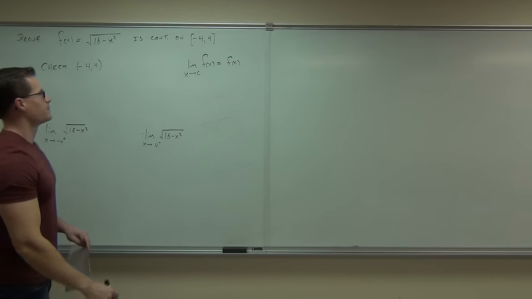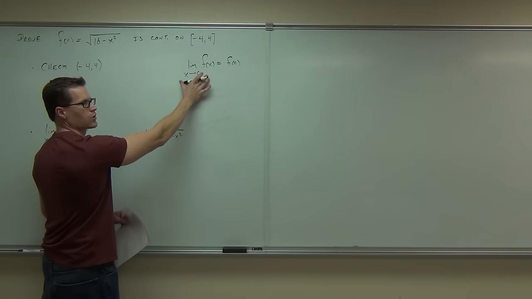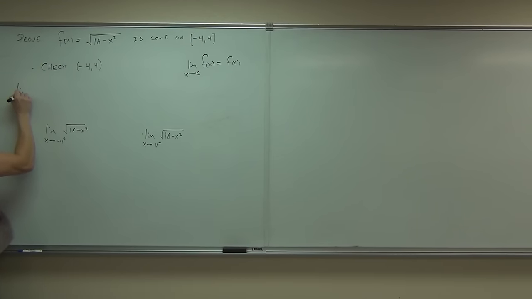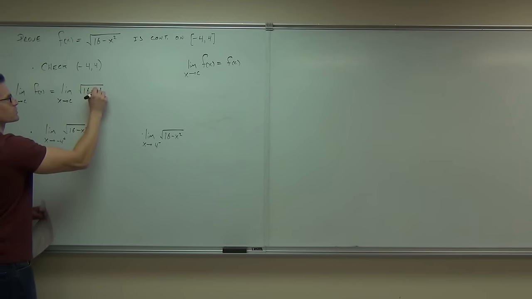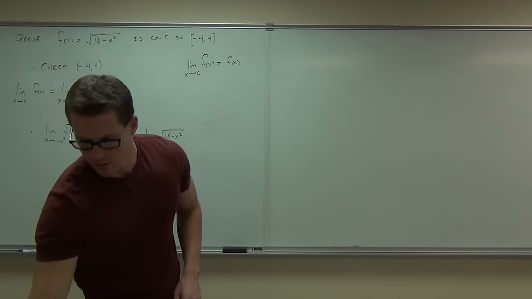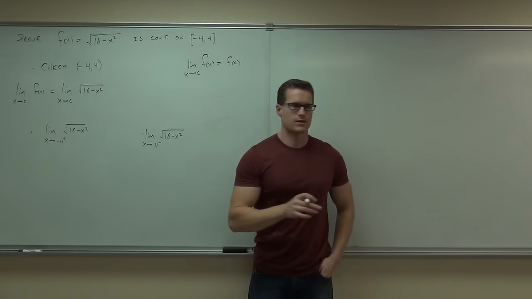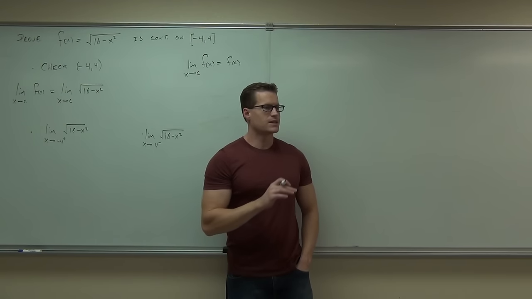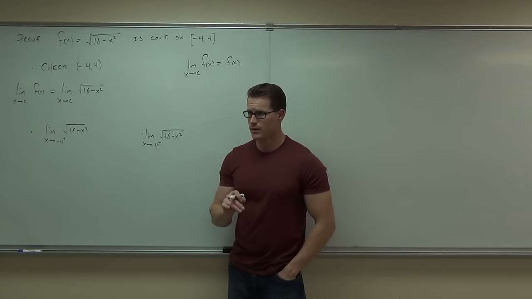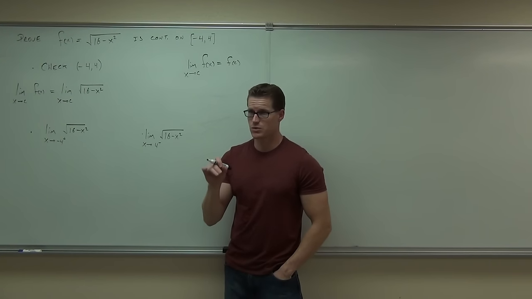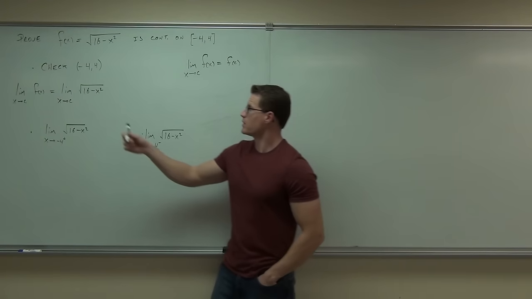So let's do that. What we're going to do is start here and try to work our way to there. So the limit as x approaches c of f of x is really the same thing as the limit as x approaches c of the square root of 16 minus x squared. Are you okay with that so far? Now, given that c is some point between negative 4 and 4, can we plug in c and be okay?